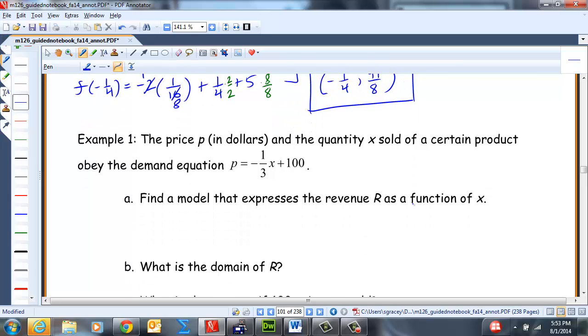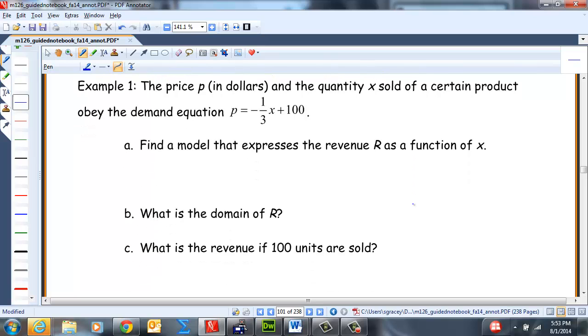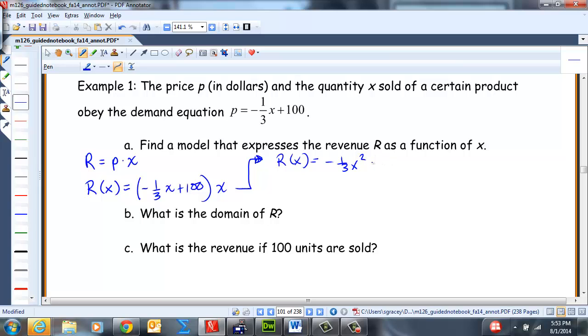So we've been given a price function in dollars and a quantity x that is sold of a certain product, and these obey this demand equation. So we need to find a model that expresses the revenue R as a function of x. So in general, revenue is equal to price times number of units. So revenue in x alone will be p, which is negative 1/3 x plus 100, times x. So R at x will be equal to negative 1/3 x squared plus 100x. So this gives us our revenue function in terms of the number of items sold.